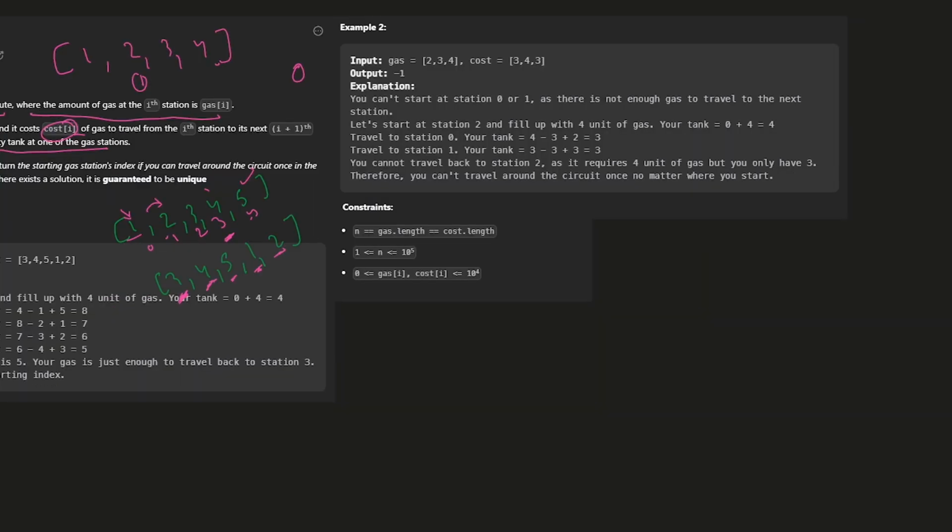I will strongly suggest you solve this particular example by yourself and you will see that there is no particular index which can help us to complete a circuit. Now let's quickly move to the logic part and see how we can solve this particular problem.